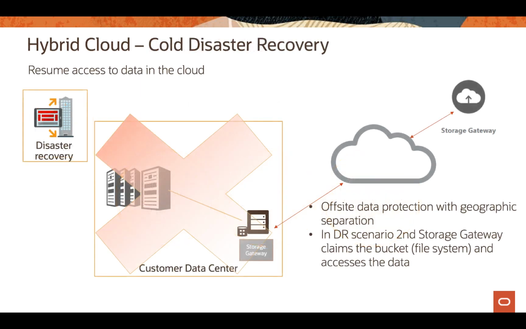Another option is using it for cold disaster recovery. If you have a standby, you might want to create a standby environment in a cloud, in OCI in this case. And then if there is something wrong, the storage gateway is copying your data from your on-premises to the object storage, and then you can easily access that data from the object storage to recreate your environment in a cloud environment. Right? So it's easy to use that for cold disaster recovery.